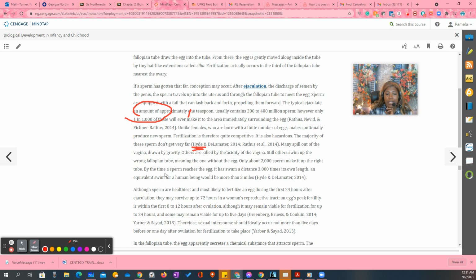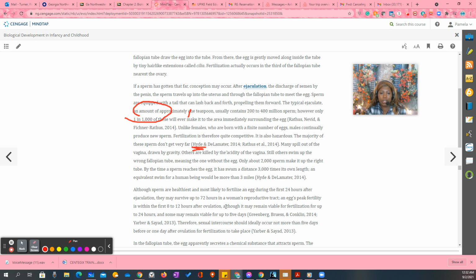By the time the sperm reaches the egg, it's swum like 3,000 times its own length, like swimmers, right? The healthiest sperm are the most likely to fertilize the egg during the first 24 hours after ejaculation. They can survive up to 72 hours in a woman's reproductive tract. So that means maybe you're not ovulating today, and if there's some sperm swimming up there, there's still a possibility that you could get pregnant later on.